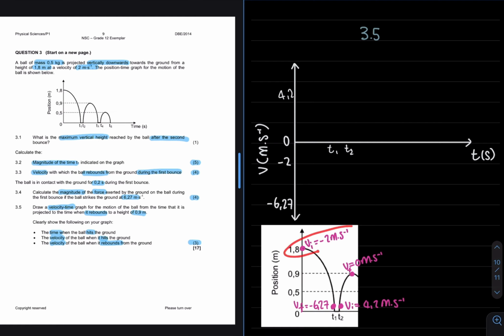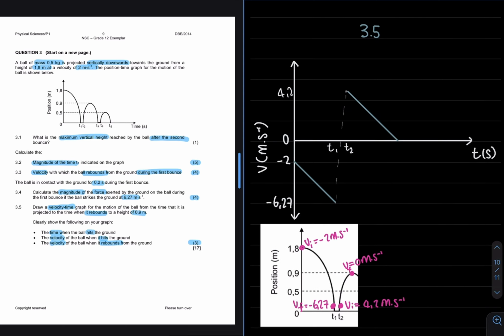We therefore have to go and note down the velocities that we have obtained. In the first projectile, we have an initial velocity of negative 2 meters per second, and it reaches the ground at negative 6.27. It also reaches its final velocity of negative 6.27 at time t1. At time t2, I have a new velocity of positive 4.2. My velocity then decreases to a velocity of 0. Note that these lines have to be parallel, seeing as they represent acceleration, which is a constant for a body in free fall of 9.8 meters per second squared.